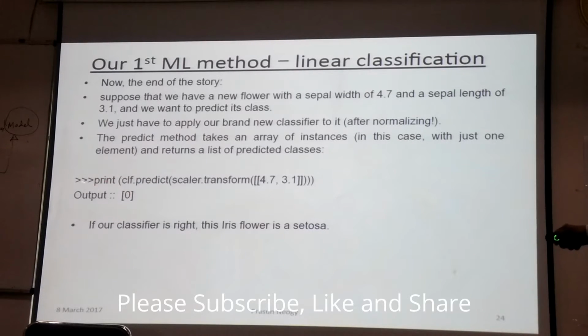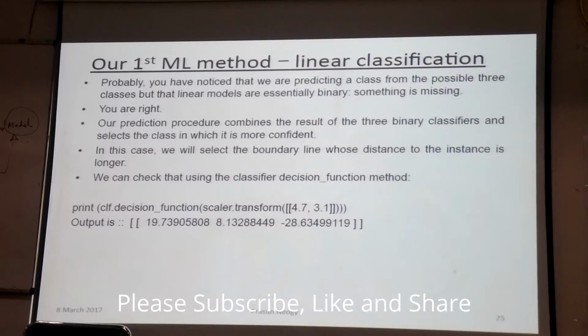মানে আমি ওটার পরে straight away clf.predict with a new value দিতে পারতাম. That could have been it. Now just to go a little forward, মানে এটা যে আমরা ঠিক হলো কিনা, you have probably noticed that we are predicting a class from the possible 3 classes. So something is missing. You are right. A prediction procedure combines the result of the 3 primary classifiers and selects the class which is more confident. So in this case, we select the boundary lines with distance. We get that here into decision function, scalar function. Output is this. Now decision function is another function which gives you this result.